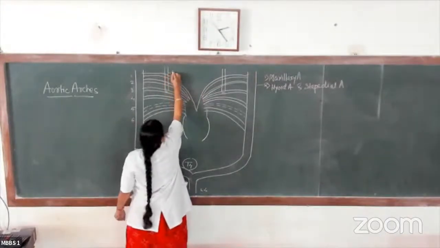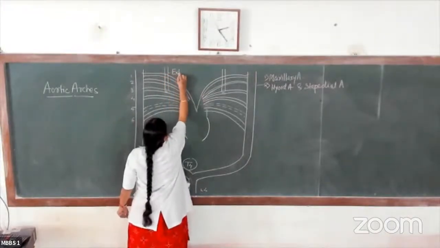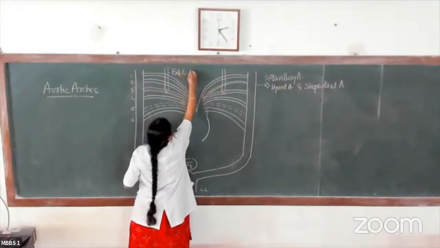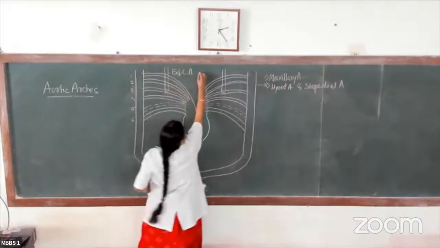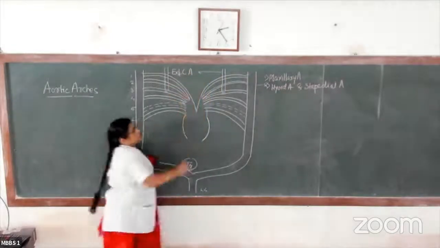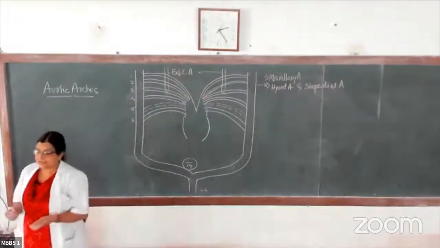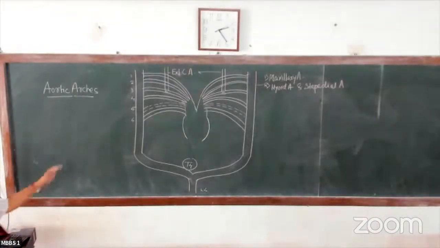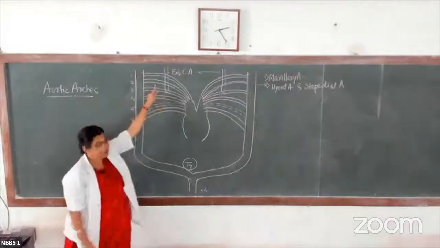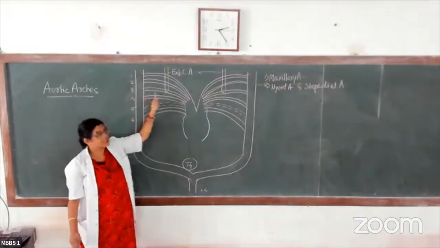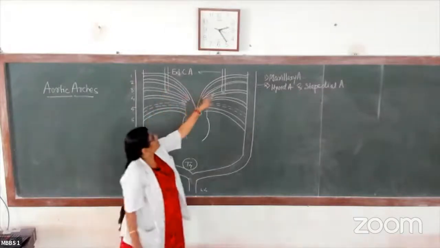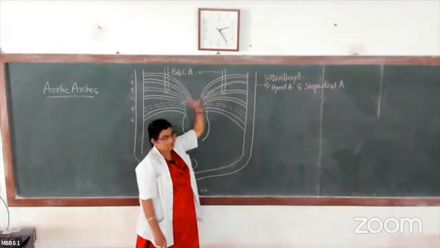This one is the external carotid artery. It is formed by angiogenesis, vasculogenesis. We know it is formed in that region only. It is not coming from these arches. It is a new artery formed in this area. That is the external carotid artery.